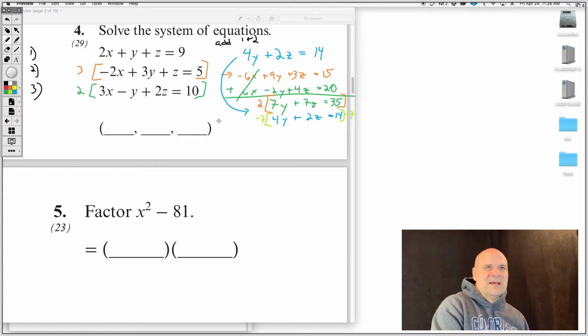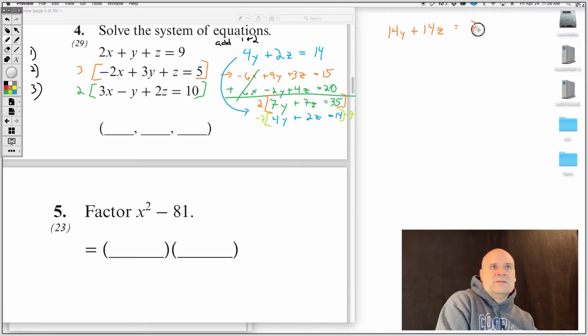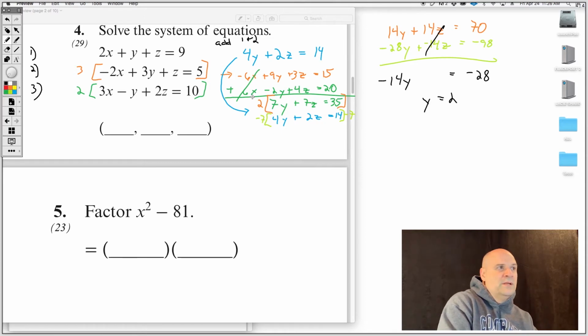All right, so let's multiply this by 2. I'm gonna just write it over here. So 14y plus 14z equals 70. And then my next equation, -28y plus -14z equals -98. All right, add them together, and I get -14y equals -28. So what's y equal? Positive 2, because when you divide by -14, you get y equals 2.